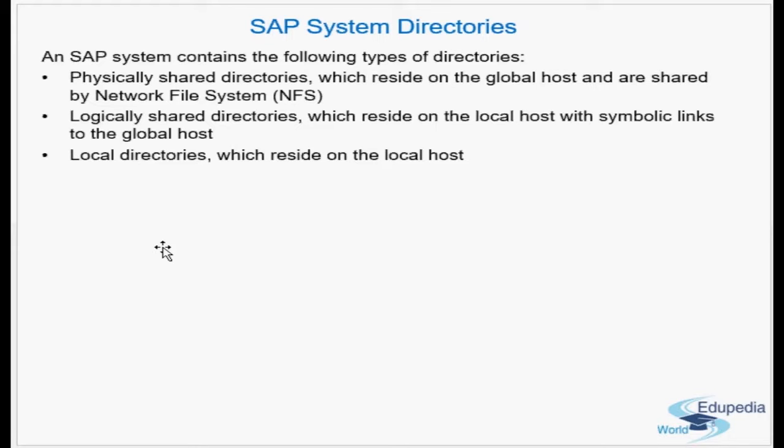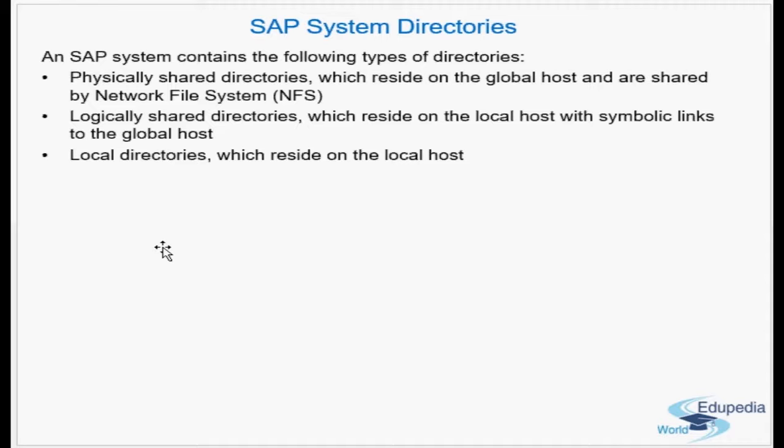So what are physically shared directories? These reside on the global host and are shared by the network file system NFS. Okay, so in Windows we have directories. So in Unix we have file systems, and in those file systems we have different directories.